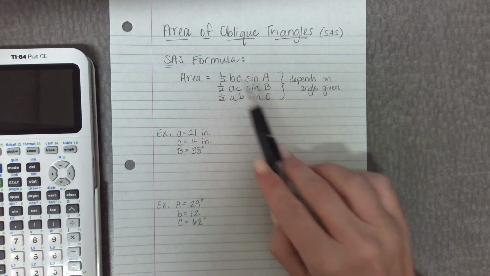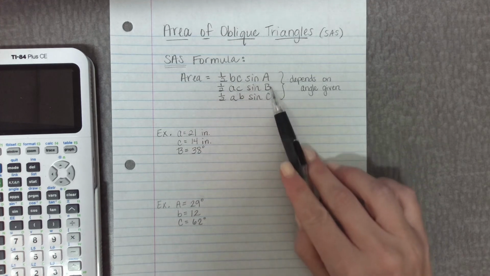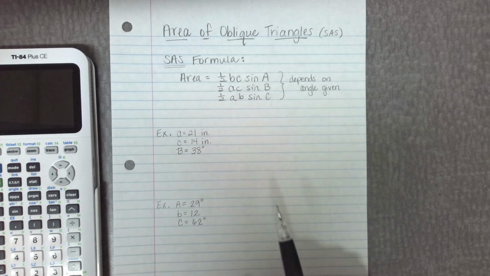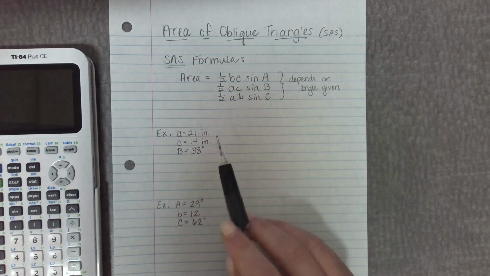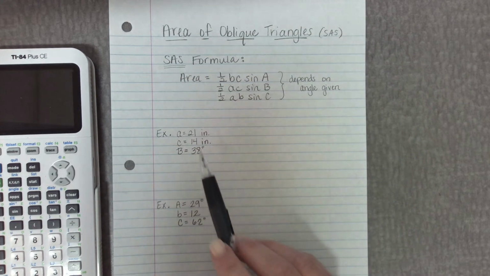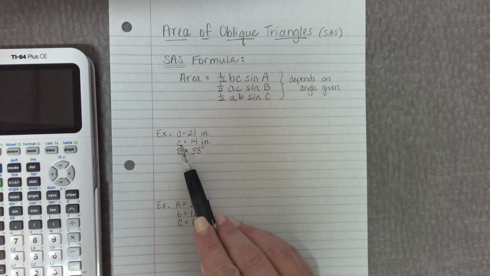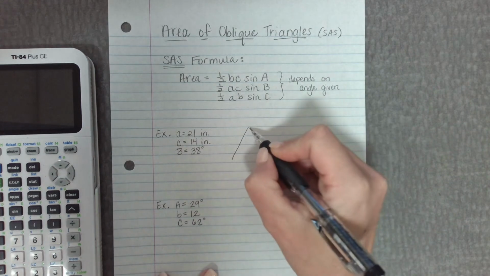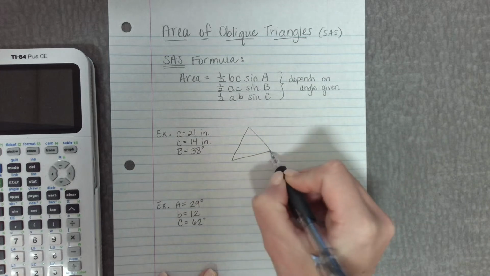that you're given. That formula can be written three ways based on which angle you're given. I've written it all three ways here for you. Sometimes it helps to draw it out to see exactly what you're dealing with. For our first example, we have side A and side C given and angle B. If you draw that out, it looks like this.